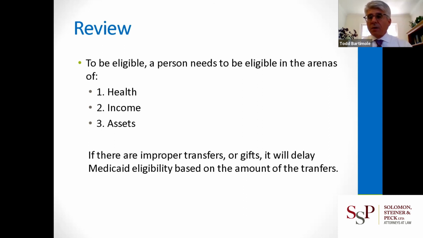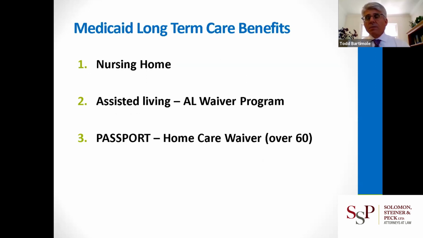The final part of our talk today is about the different places you can get long-term care Medicaid. And we're all familiar that you can get it in nursing homes, but Ohio has also created the Passport program, which has now got to be getting close to 20, 25 years old. And the assisted living waiver, which is a little newer.